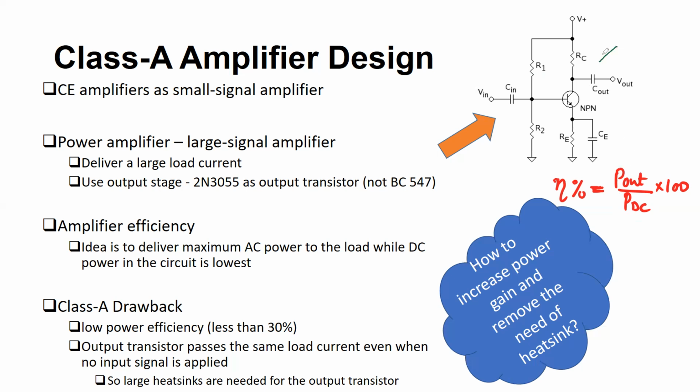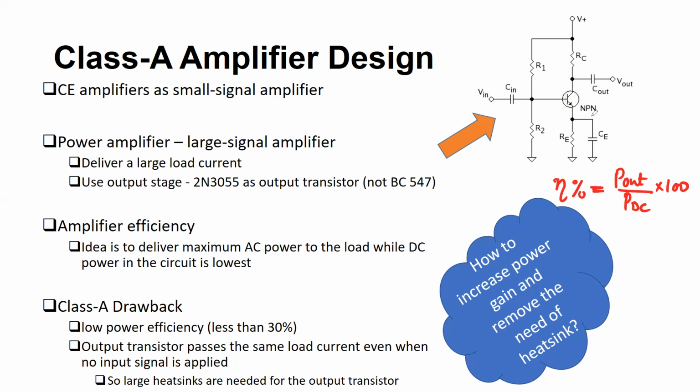Now, the Class A amplifier, using this circuit as a Class A power amplifier or large signal amplifier, has a drawback in terms of efficiency. So usually the efficiency of such circuit is less than 30%. Second drawback is that your output transistor here is passing the same load current even when there is no input signal applied. So when you switch on the DC voltage, your transistor is on and it is delivering a large current to the load. So it means even if you have no signal, the transistor is on.